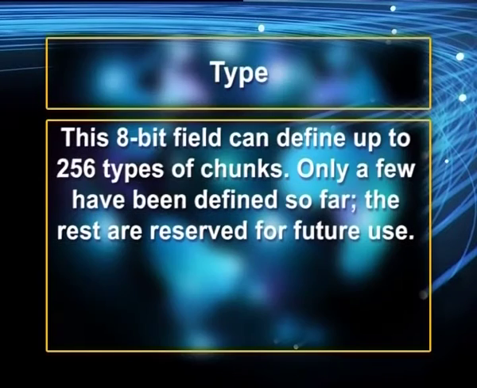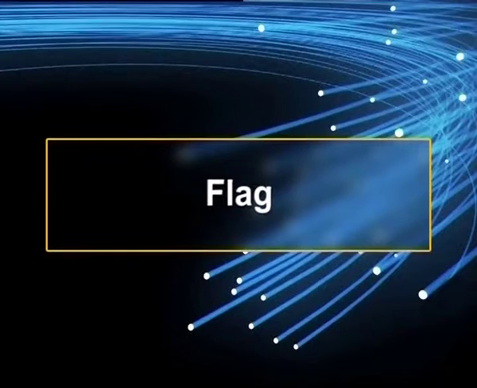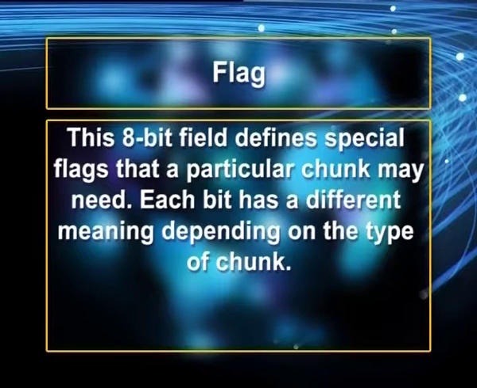The description of the common fields are as follows. Type. This 8-bit field can define up to 256 types of chunks. Only a few have been defined so far, the rest are reserved for future use. See the table for the list of chunks and their descriptions. Flag. This 8-bit field defines special flags that a particular chunk may need. Each bit has a different meaning depending on the type of chunk.